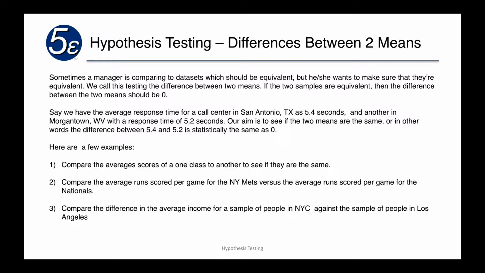Here are a few other examples. We want to compare the average scores of one class to another to see if they are the same. Or compare the average runs scored per game for the New York Mets versus the average runs scored per game for the Washington Nationals. We could even compare the difference in average income for a sample of people in New York City against a sample of people in Los Angeles.